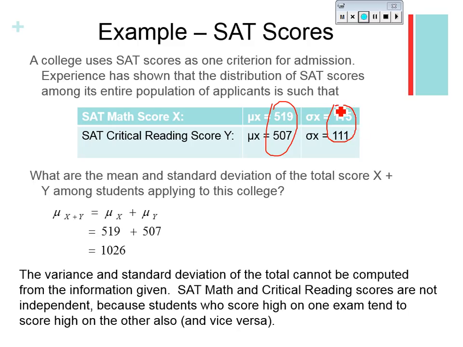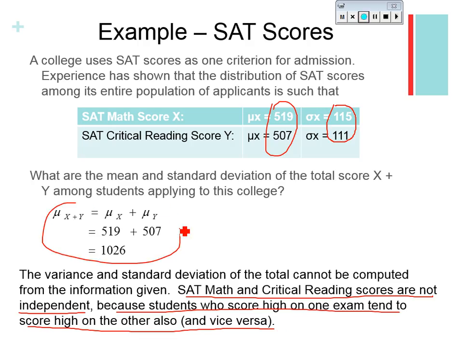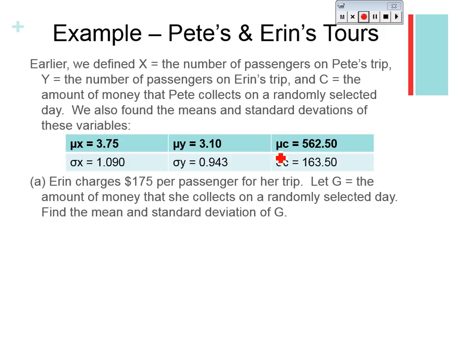But one of the things that we know is true is that SAT math and SAT reading scores are not independent, because students who score high on one exam tend to score high on the other also, or low, and vice versa. So you would say that these two variables are not independent. Hence, we can combine their means, but we cannot combine their standard deviations because they're not independent. So that's just one example there.